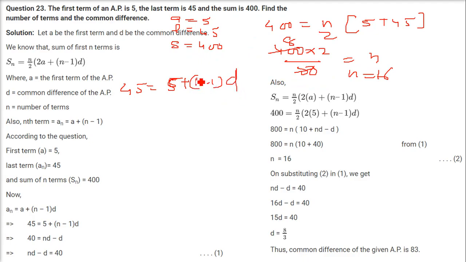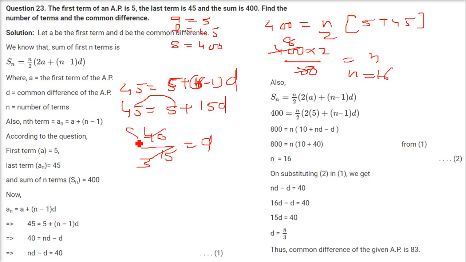n is known, 16. Okay. So 45 equal to 5 plus 16 minus 1, that is 15d. This goes here. 45 minus 5 is 40, divided by 15. So 5 threes are 15 and 5 eights are 40. So d is going to be 8 by 3. This is the answer.